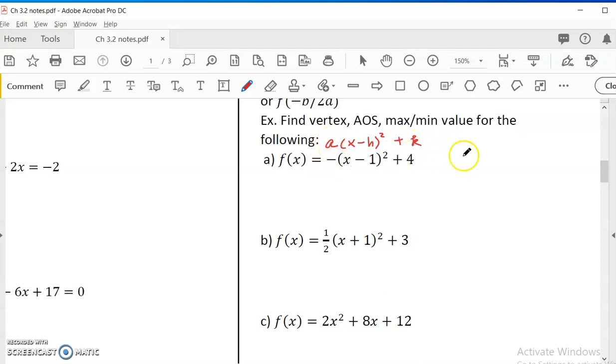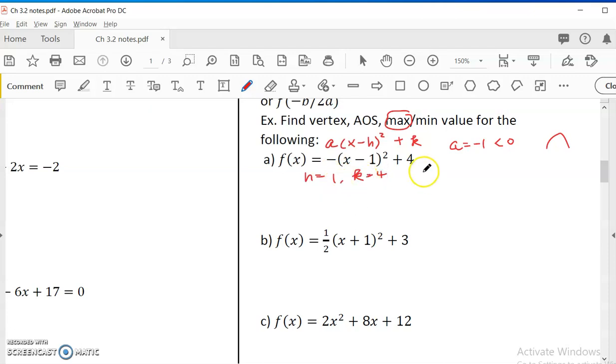When I match everything, a is equal to negative 1. Oh, it is less than 0, right? So it's facing down. The first thing you look at is whether it's facing down. I would have a maximum, and I can immediately circle this. Then I look at h and k. h is 1 because I'm doing minus, and k is 4.